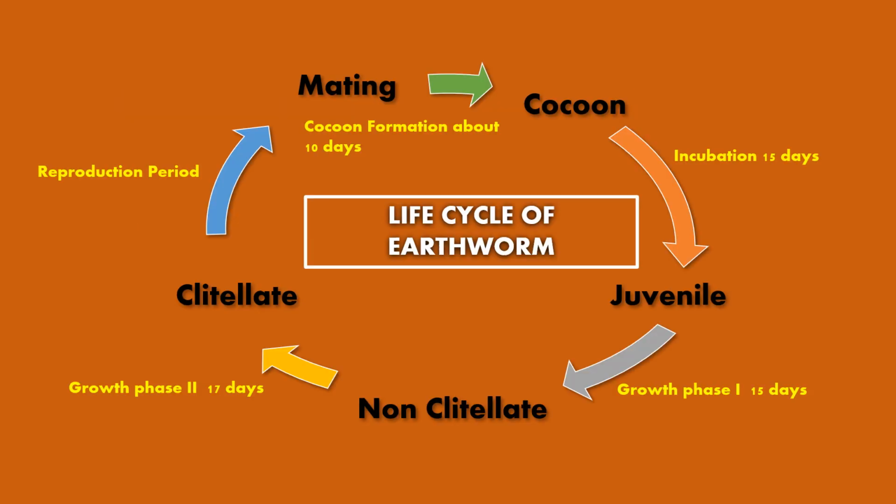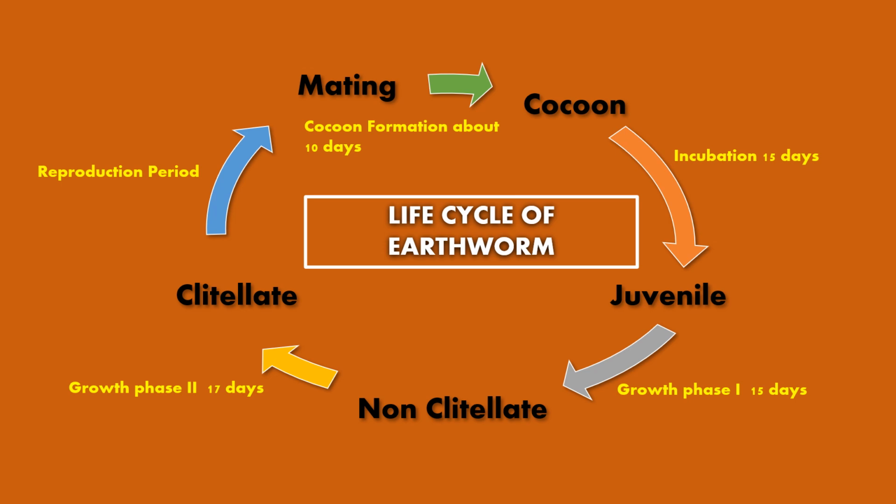This slide shows the different stages of life cycle of earthworm, starting from the cocoon to juvenile state. It takes about 15 days for the incubation period. From the juvenile to non-clitellate state, it is called growth phase 1 and it takes up to 15 days. From the non-clitellate to clitellate state, which is called growth phase 2, it takes about 17 days.